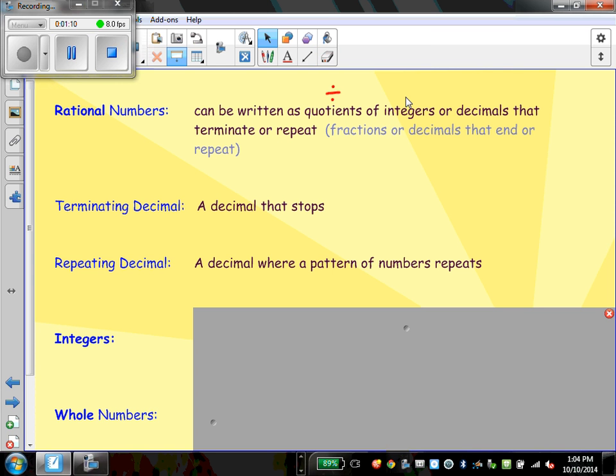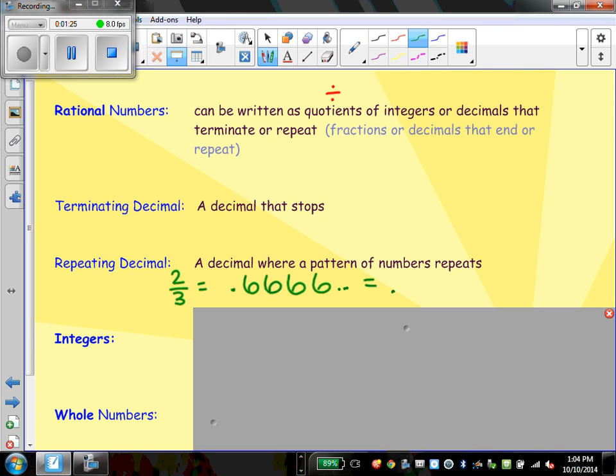So for example, a lot of people are familiar with the number 2/3, which when you divide it out ends up giving you a whole slew of sixes. So we could write that like this with the bar on the top, and that symbolizes that it's a repeating decimal.